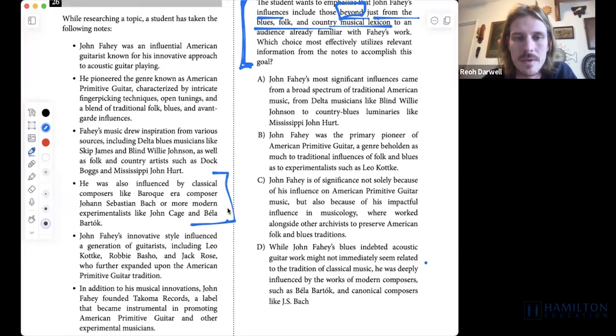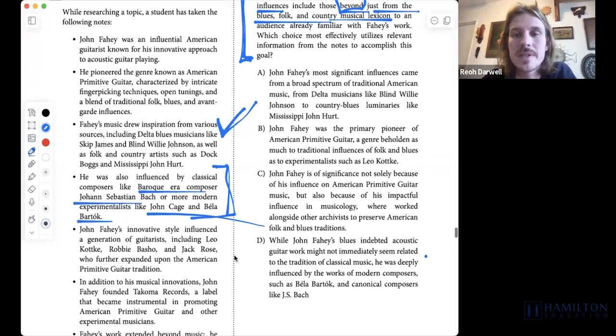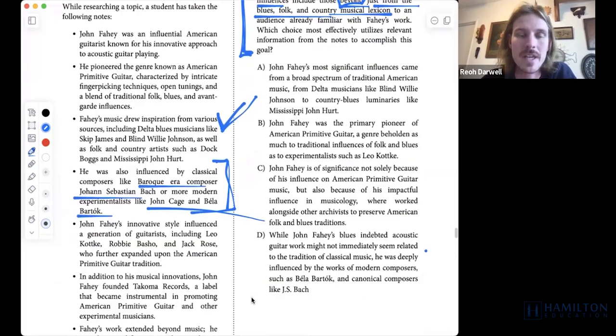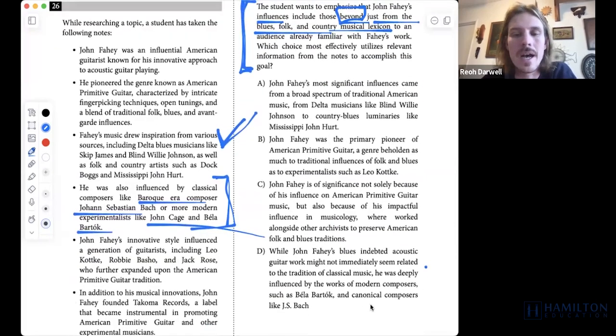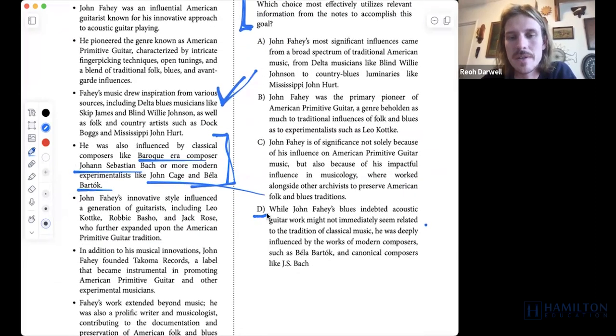Well, right here, this is the blues, folk, and country, but these are composers, including experimentalists and Baroque era. So we need an answer choice that talks about those influences, the influences that he had, John Fahey, who you should listen to, by the way, that go beyond the typically seen ones. So answer choice D is the only one which talks about those influences. It's the only answer choice which talks about modern composers and canonical composers.